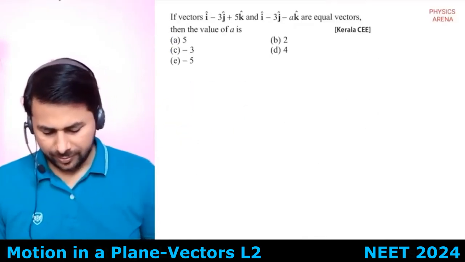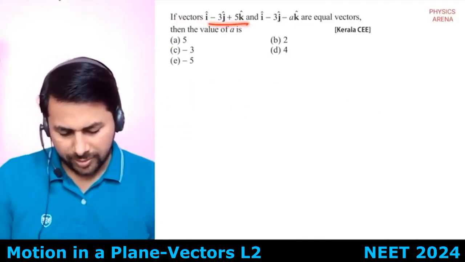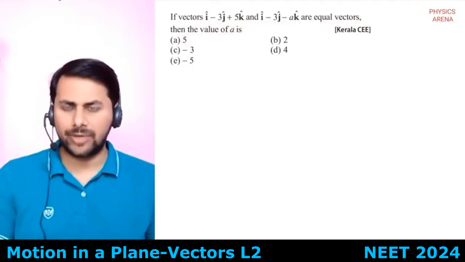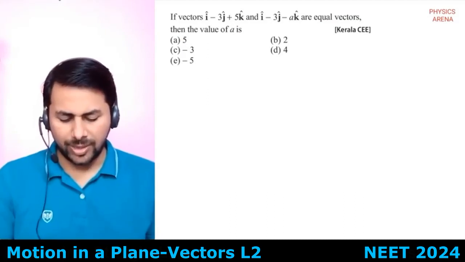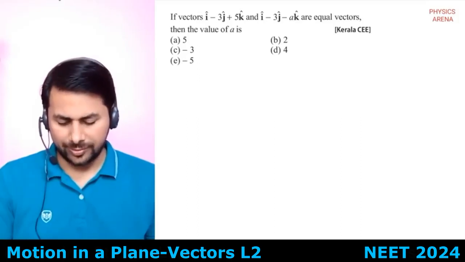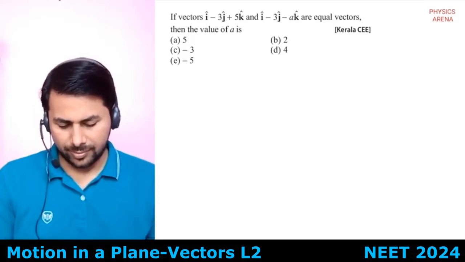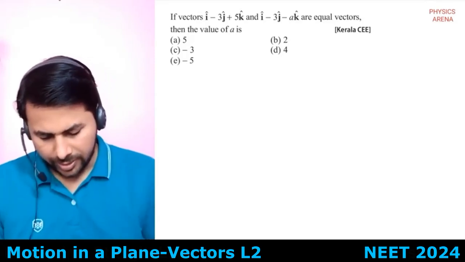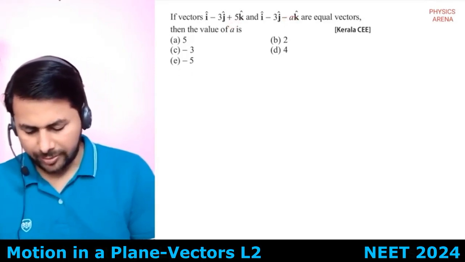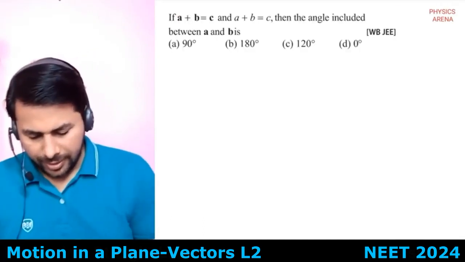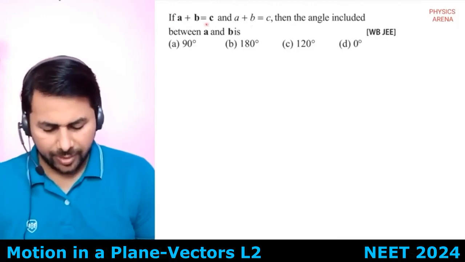Okay, let's see next one. If vectors, this is one vector, this is another vector, are equal vectors, then value of A is, this is very simple. What is value of A? Compare and tell. Option E. Okay, so minus A is equal to 5, so A must be equal to minus 5, right? It's option E. Good.